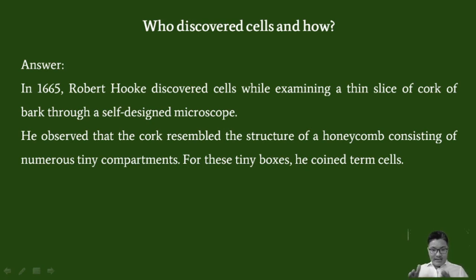So if I answer the question in proper sentence, then I would answer like this. In 1665, Robert Hooke discovered cells while examining a thin slice of cork of bark through a self-designed microscope. He observed that the cork resembled the structure of honeycomb, consisting of many tiny compartments. Resembled here refers to looked like. Compartments here refers to tiny room. For these tiny boxes, he called them cells. Okay.